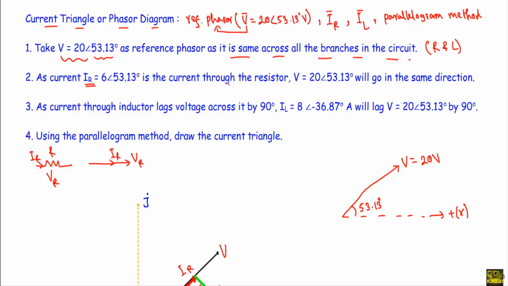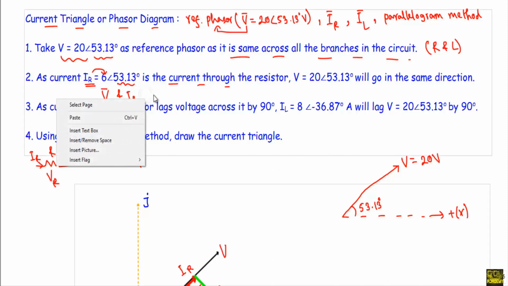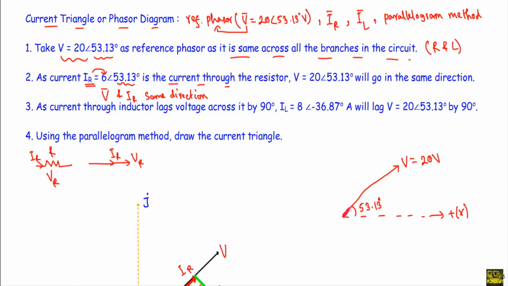So similar case is applicable in case of this circuit. In the circuit, the voltage across the resistance is V and the current is IR. See here, the current IR will have a magnitude of 6 and it will create 53.13 degree angle with respect to this plus x-axis. That means the voltage V and IR will go in same direction. Let's say this line is our current IR, which has a magnitude of 6 ampere and it is creating 53.13 degree with respect to this plus x-axis.